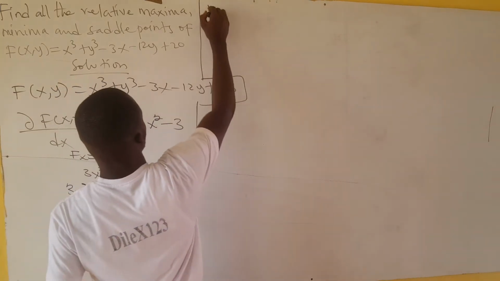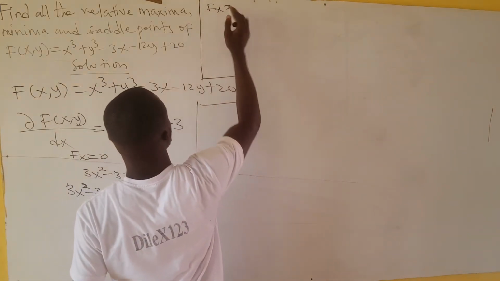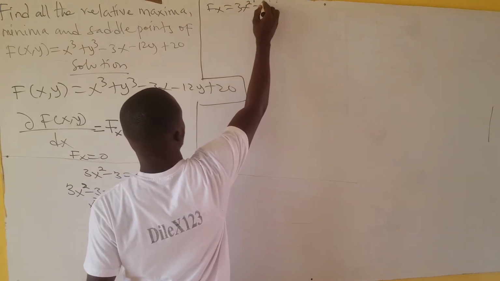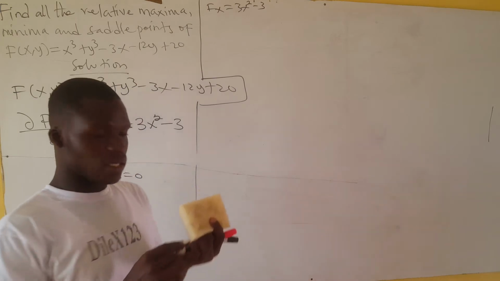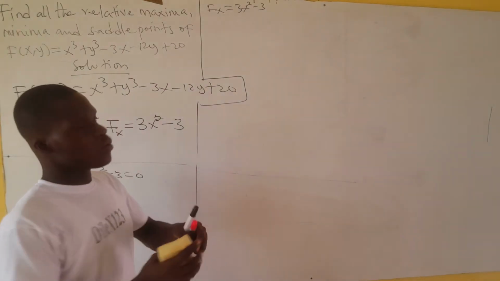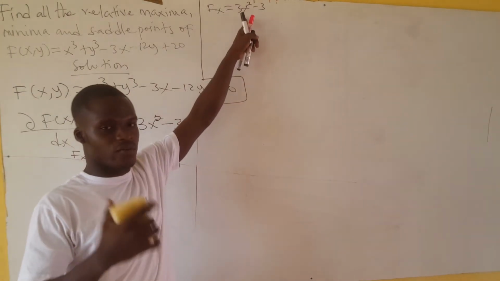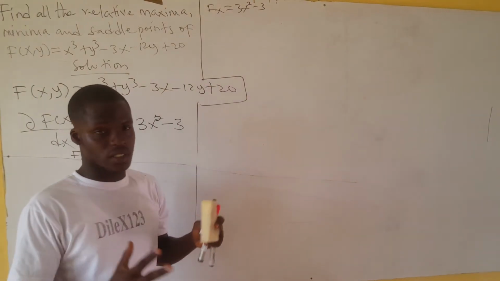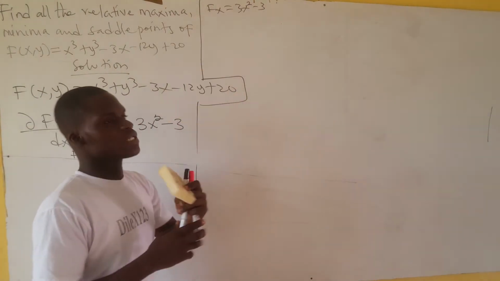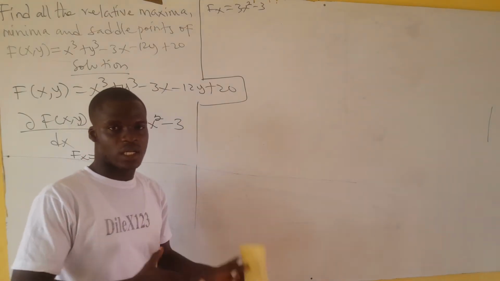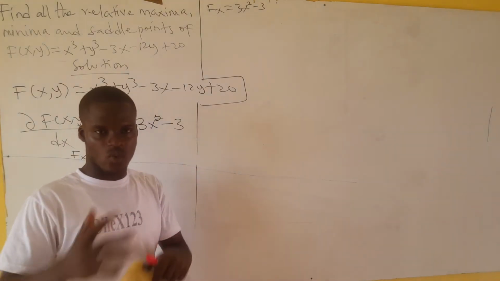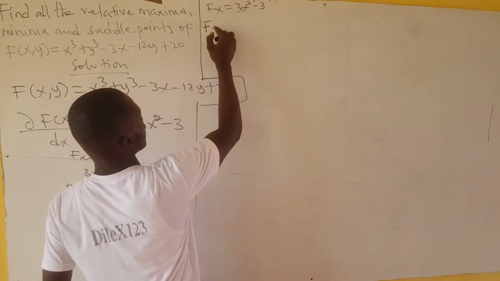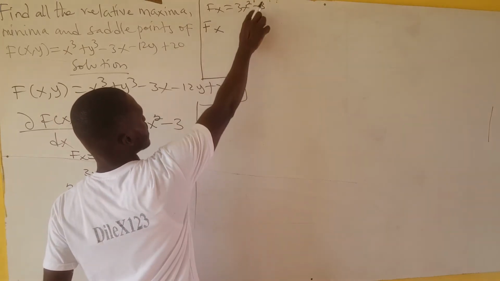Okay, so if we have f(x) equal to 3x squared minus 3, we want to find the second order partial derivative. Now we have to differentiate this fx, the first order partial derivative of the function we have, with respect to x, and then after that we differentiate it with respect to y.